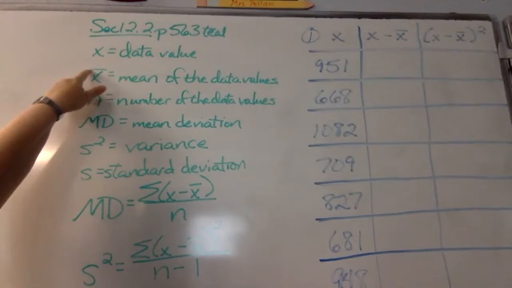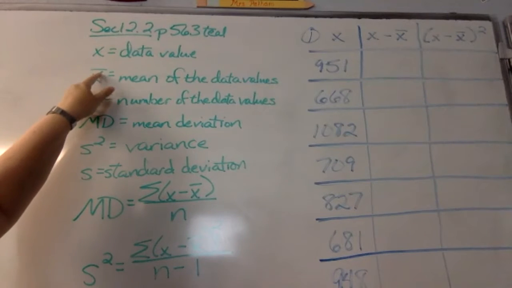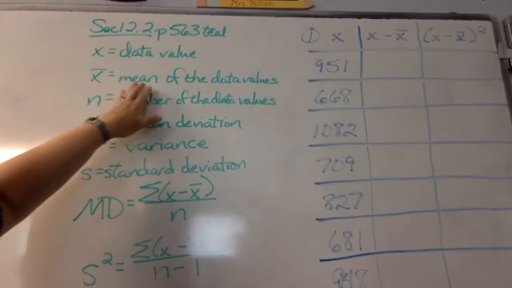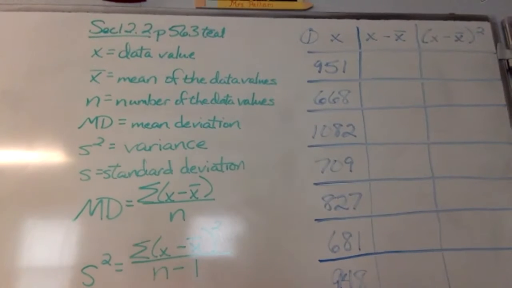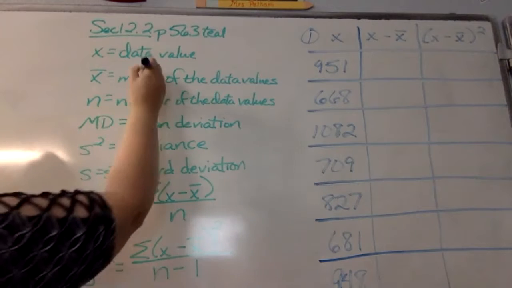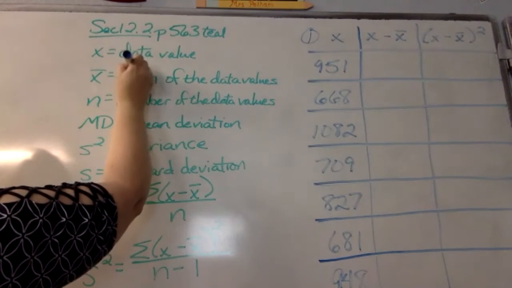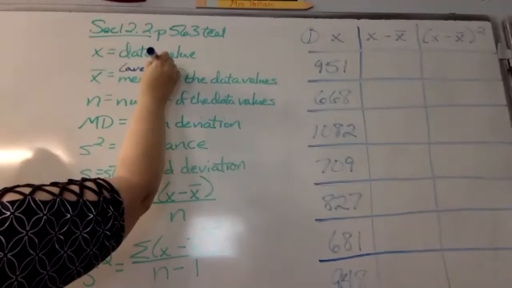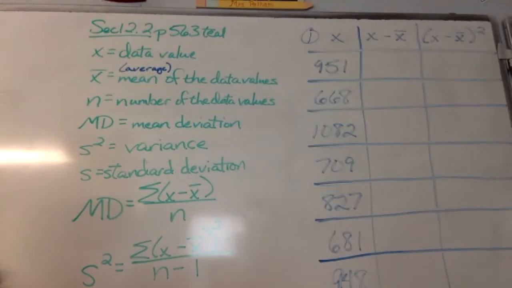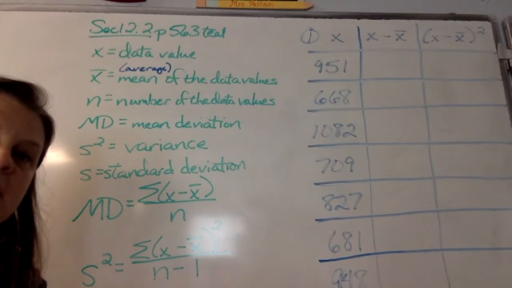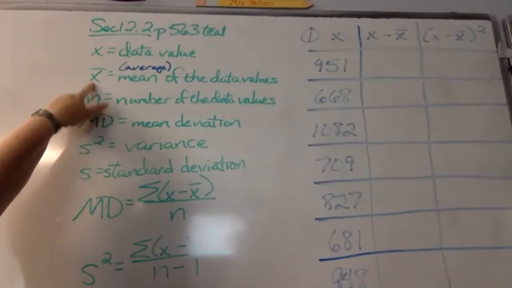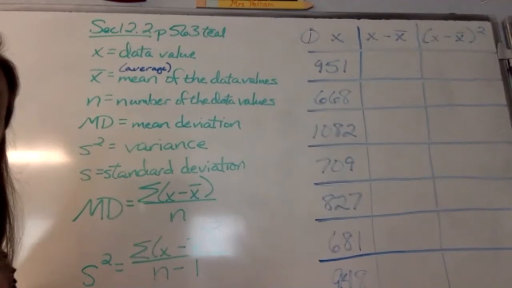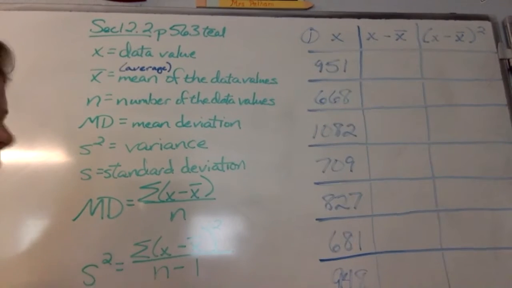The X with the line above it is the mean of the data values. Now, we talked about mean yesterday. If you remember, when we're talking about mean, another word for that is the average. We added them all up and divided by how many there were. We found the average. So when you see the little X with the bar above it, it's talking about the mean of the data values, your average.